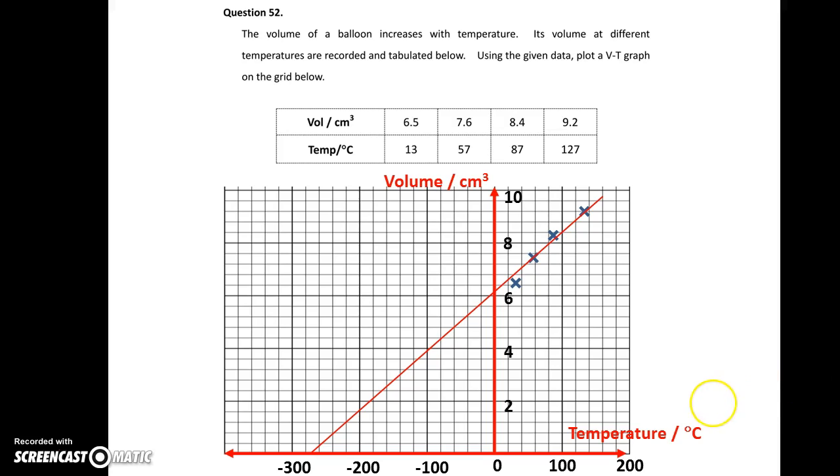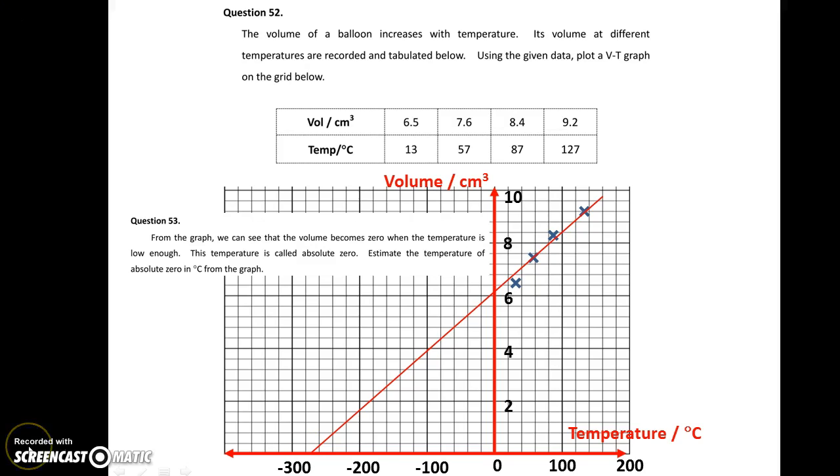As temperature becomes lower, the volume of a balloon becomes lower, and so the scientists deduce that at a very low temperature, the volume of the balloon becomes 0. At that time, all particles stop moving. So what is the absolute 0 that you may find from this experiment? It should be about negative 275 degrees Celsius.